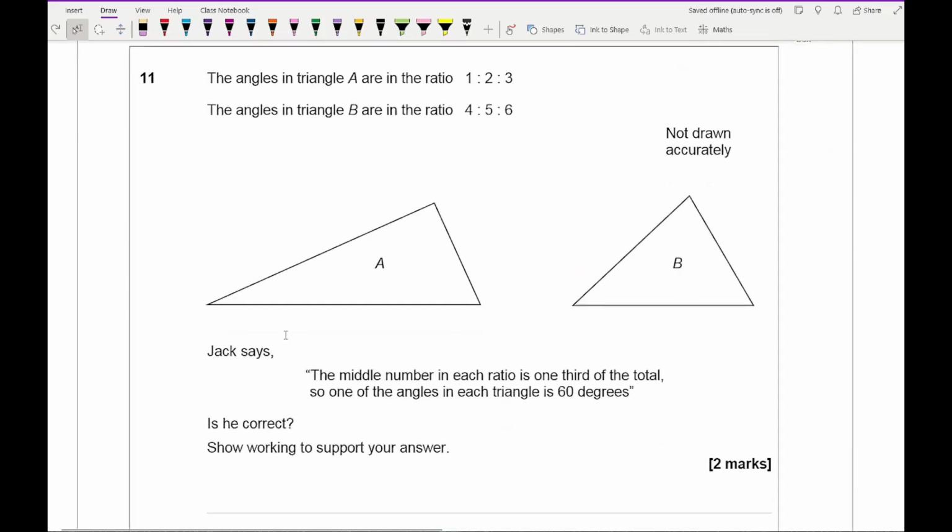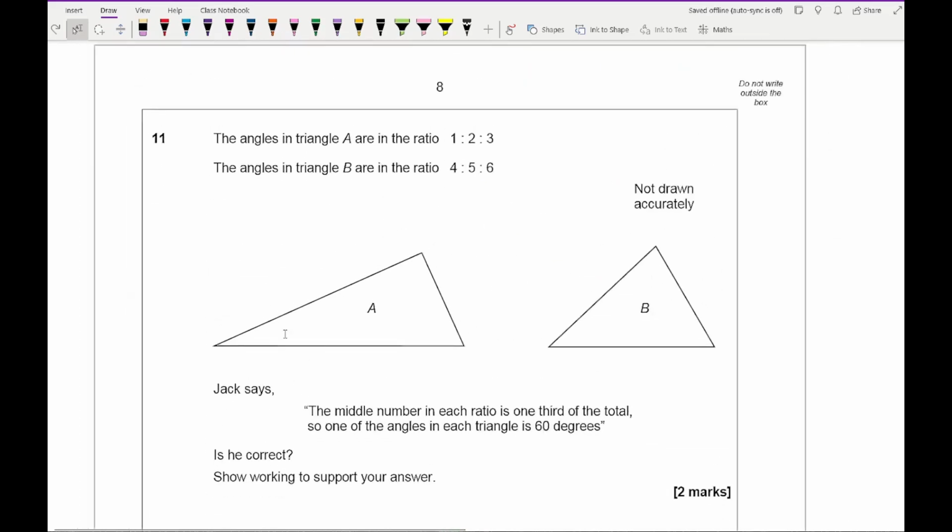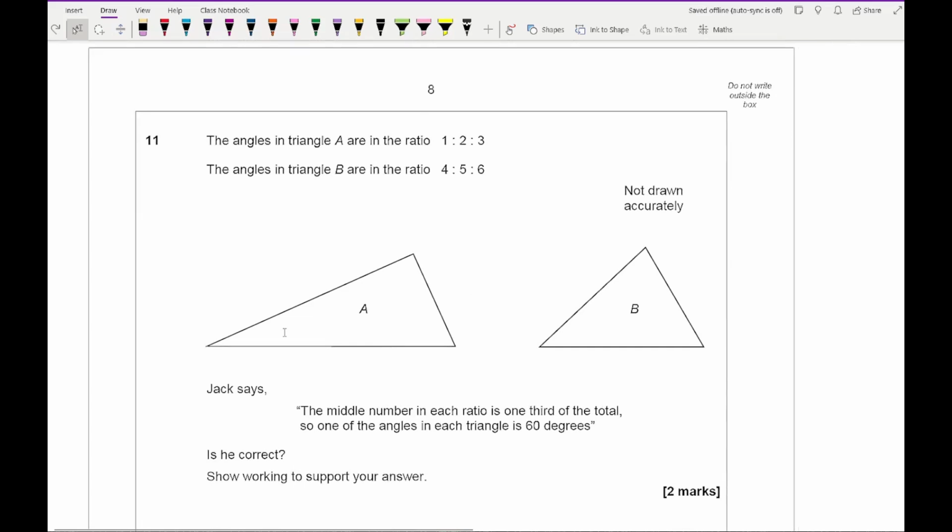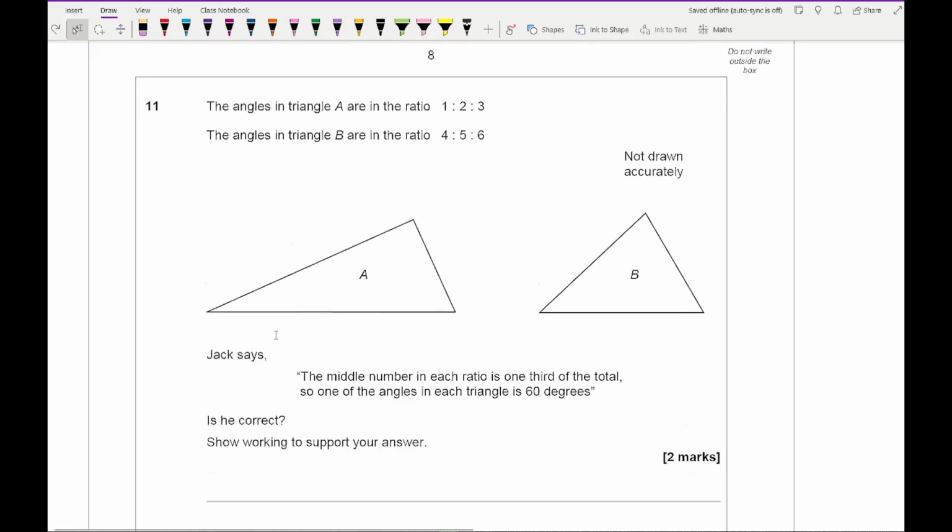Moving on to question 11, and let me just zoom up because we've got a lot of information here. It says the angles in triangle A are in the ratio of 1 to 2 to 3. The angles in triangle B are in the ratio of 4 to 5 to 6. Jack says that the middle number in each ratio is 1/3 of the total, so one of the angles in each triangle is 60 degrees. Is he correct? So let's have a look.